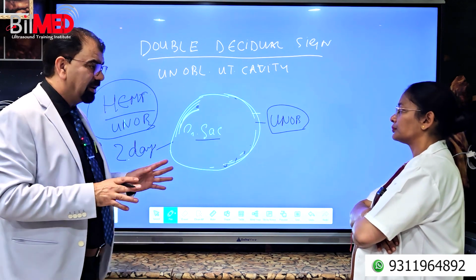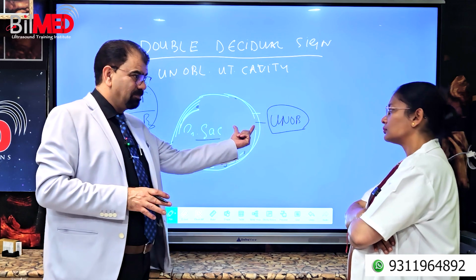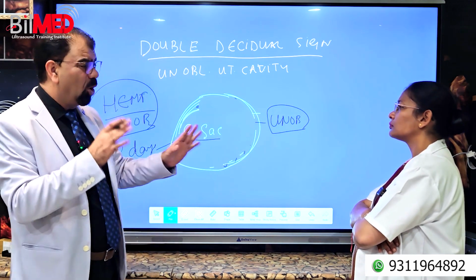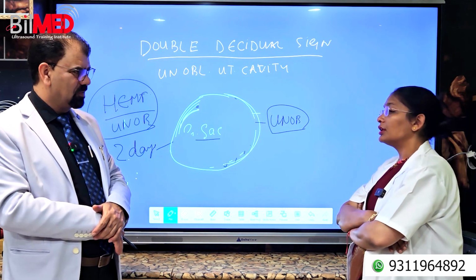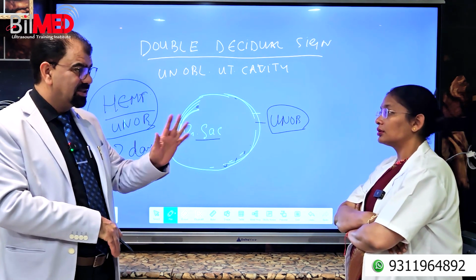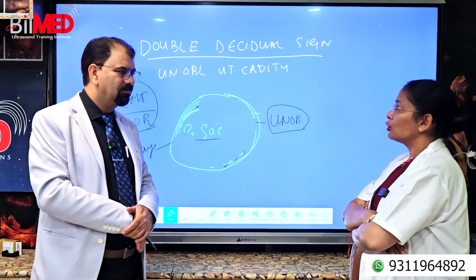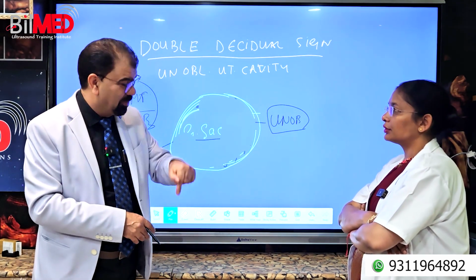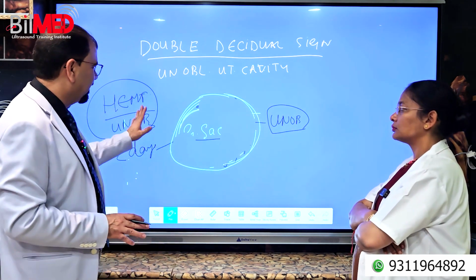But if on a rescan, this black part increases or remains the same after just 2 days, what is that going in favor of? Hematoma. Then that is a hematoma only. Then that is a concealed hematoma. Now, is this clear? Yes.